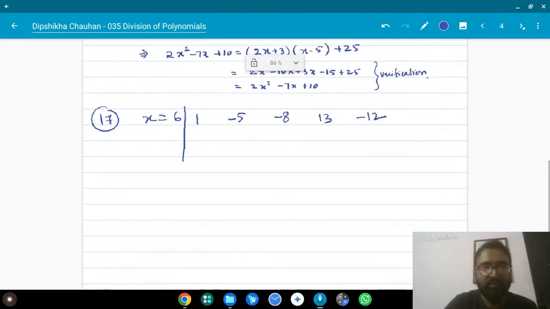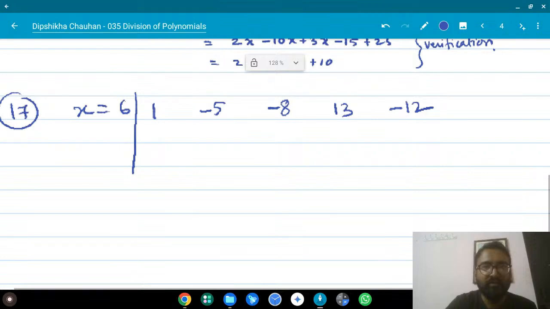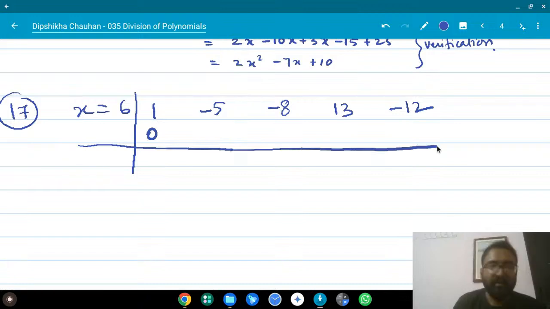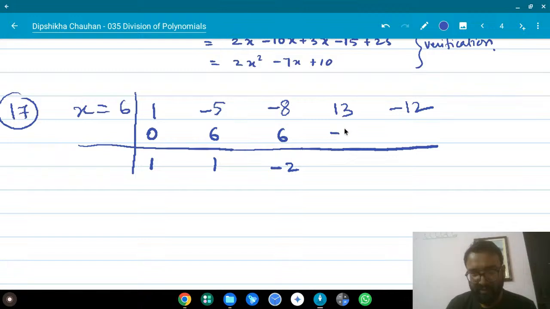Okay, so this is the standard form, and we make it 0 here for the first step. Then we take 6, 1. 1 plus 1 into 6 is 6, the addition is 1. 1 into 6 is 6, the addition is minus 2. 6 into minus 12 is minus 12, the addition is 1. 6 into 1 is 6, the addition is minus 6.